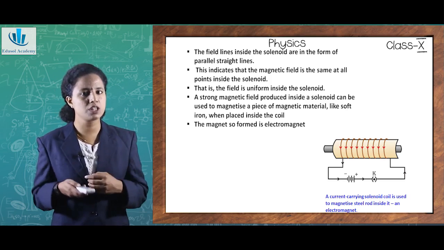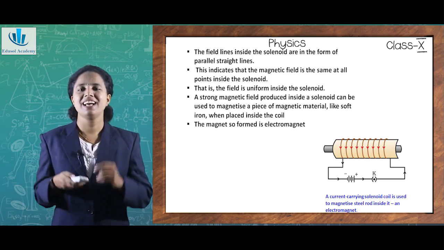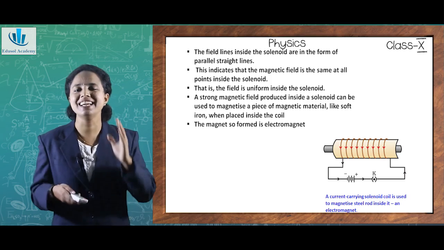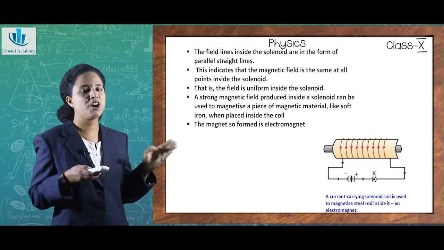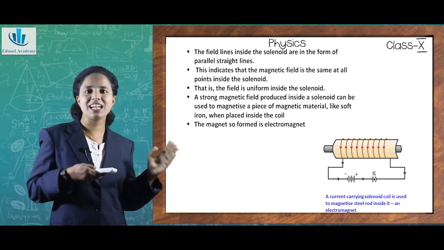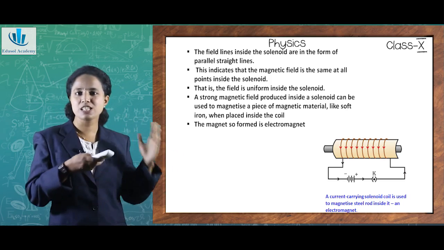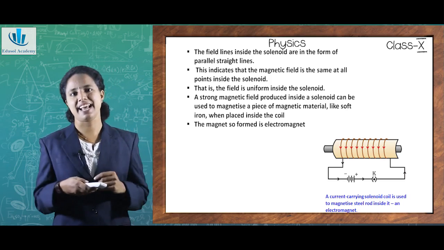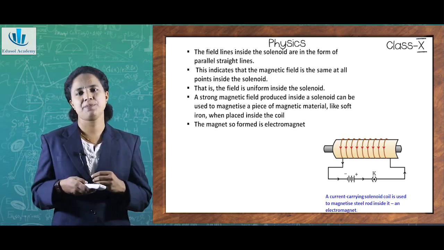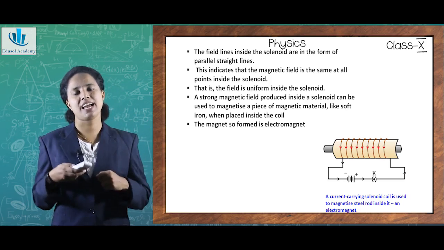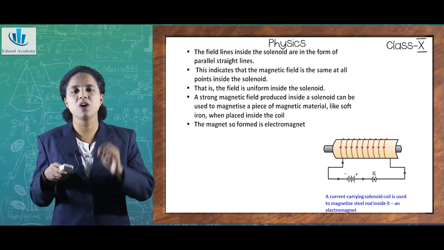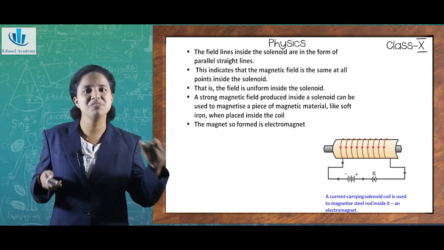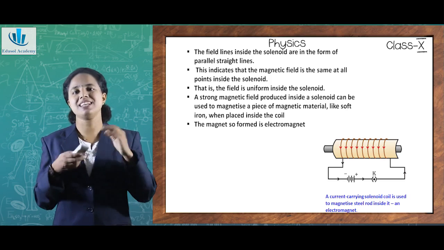But do they intersect each other? No. We have already seen that one of the main properties of magnetic field lines is that they do not intersect each other. So here also they do not intersect each other, but the field lines inside the solenoid just behave like those of the bar magnet and are in the form of parallel straight lines. So what does it indicate? It clearly gives us the result that the magnetic field is the same at all points inside the solenoid. So we can say that the field is uniform, isn't it? It is the same everywhere inside.